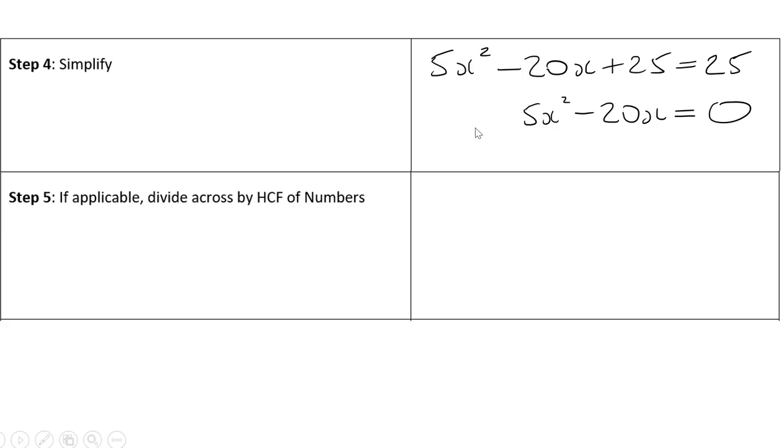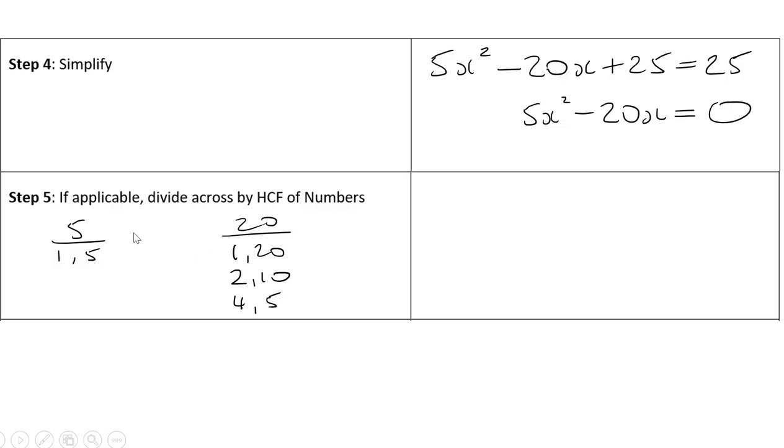So you might get a quadratic equation that does not have a highest common factor, and if that's the case, you have to skip step 5. However, here, do we have something in common that will divide into 5 and divide into 20? The factors of 5 are 1 and 5, factors of 20 are 1, 2, 4, 5, 10, 20. Anything in common?